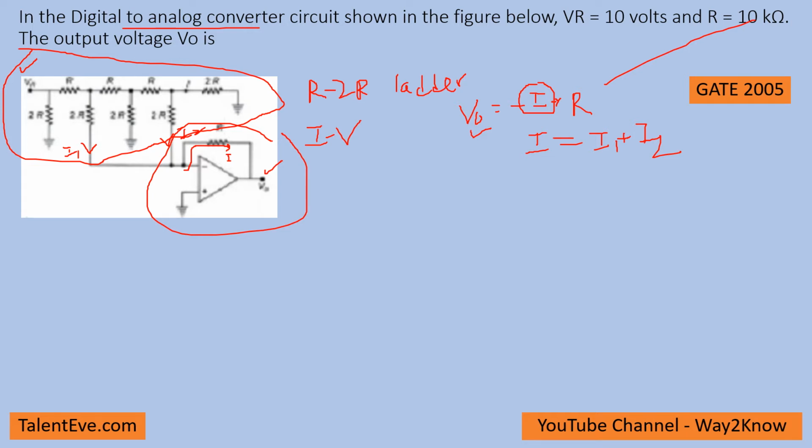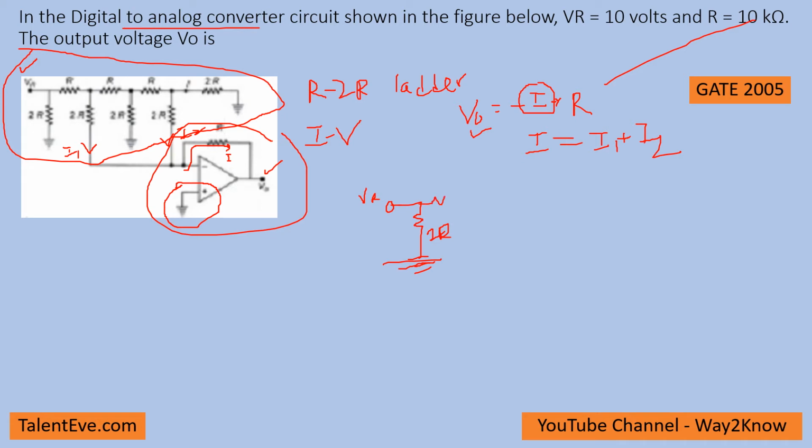Before going to this R-2R ladder, there is one concept in op amps called the virtual ground. As per the virtual ground concept, if one of the input terminals is grounded, then the other terminal is also treated as 0 volts, that means ground, which is basically an ideal case. So we can treat this node as a ground, and this is also ground, and this is also ground.